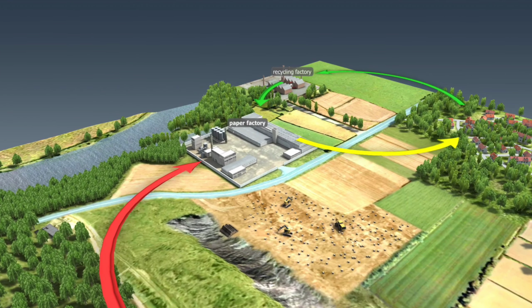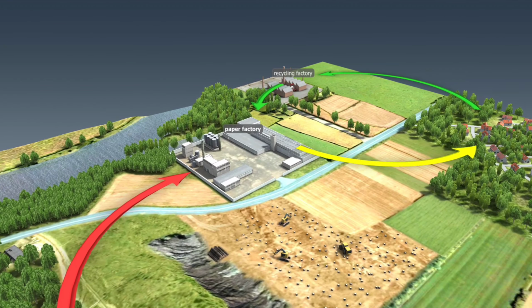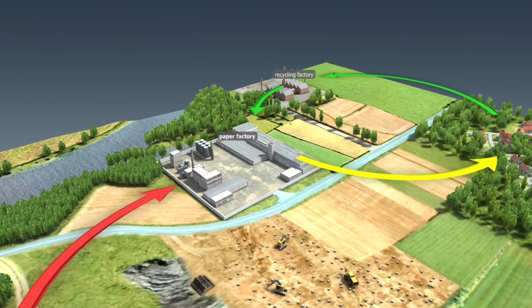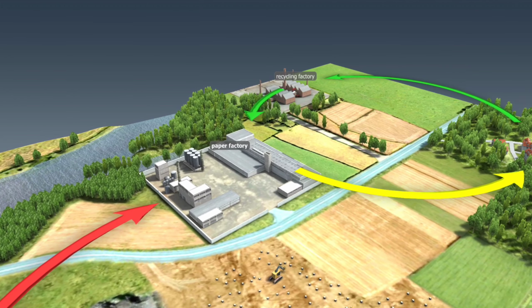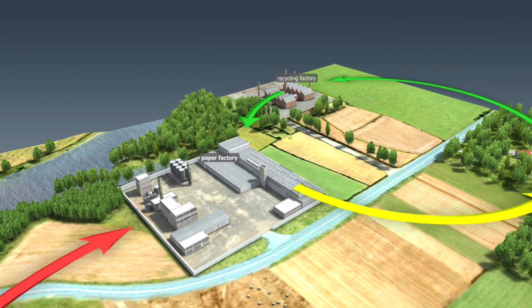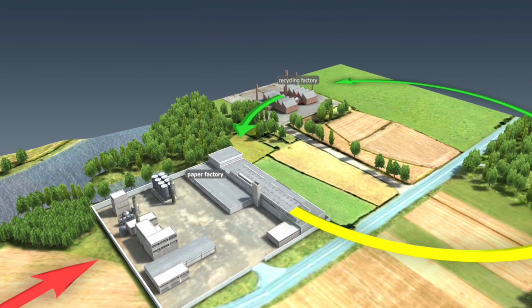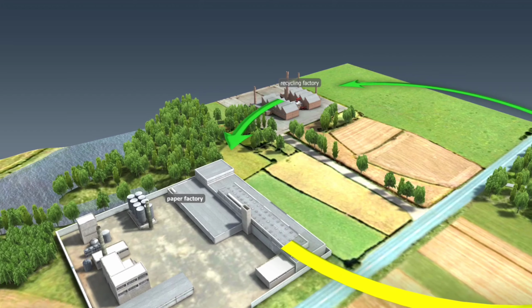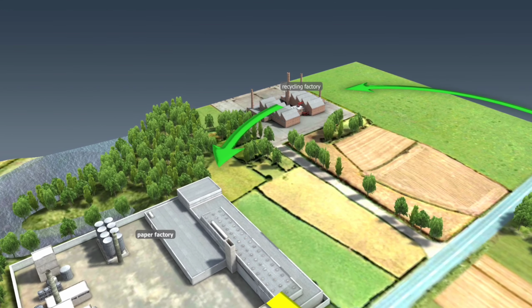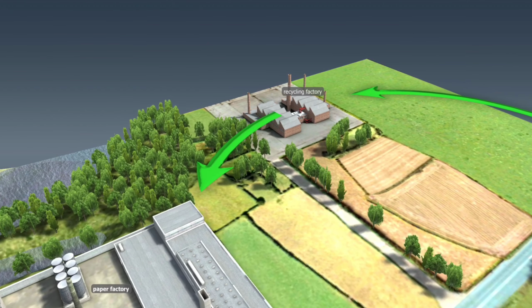By recycling paper, we can save about 50% of the energy and water that would otherwise be used in the process. In addition, the more recycled paper is used for paper-making, the fewer trees have to be cut down. As a result, paper recycling helps protect the environment.